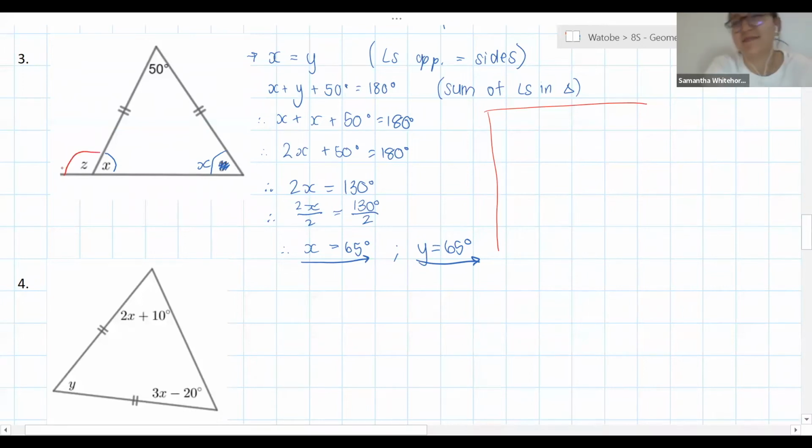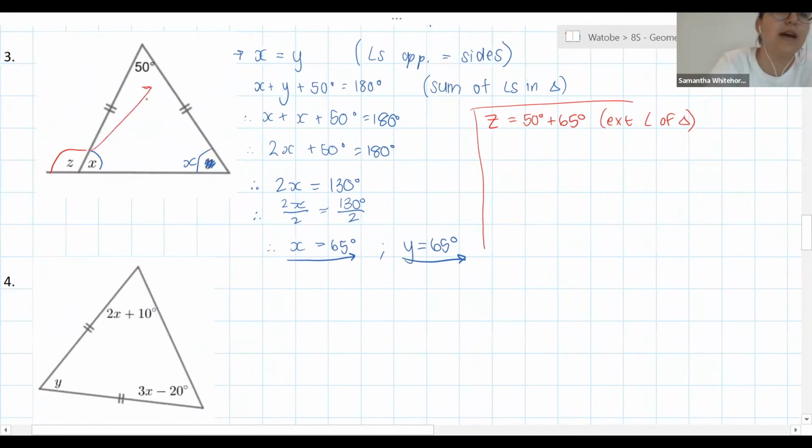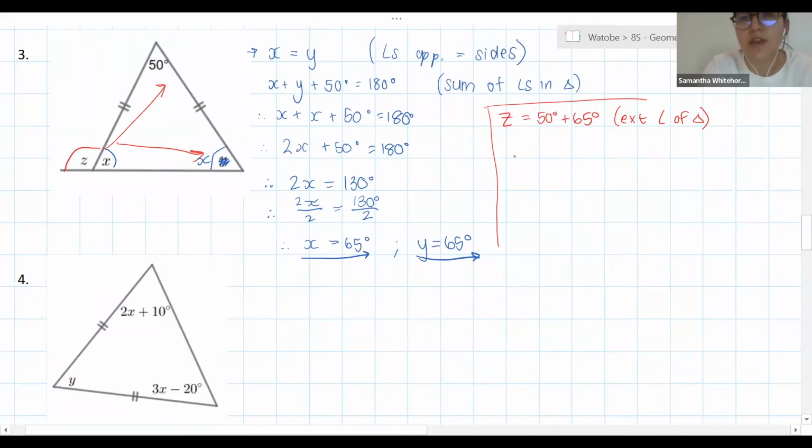Z is equal to 50 degrees plus 65 because of exterior angles of a triangle. Z is an exterior angle to my triangle, and so we know that we add together the two opposite interior angles. Because I know all of the angles in my triangle, that's easy enough to do. So Z is equal to, what did we say?